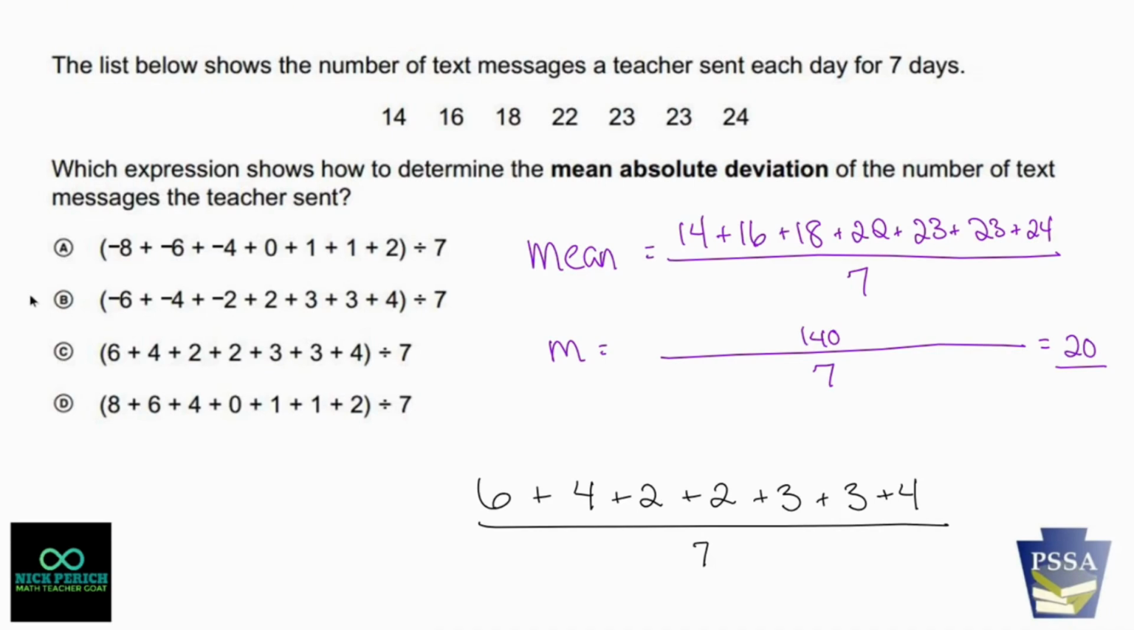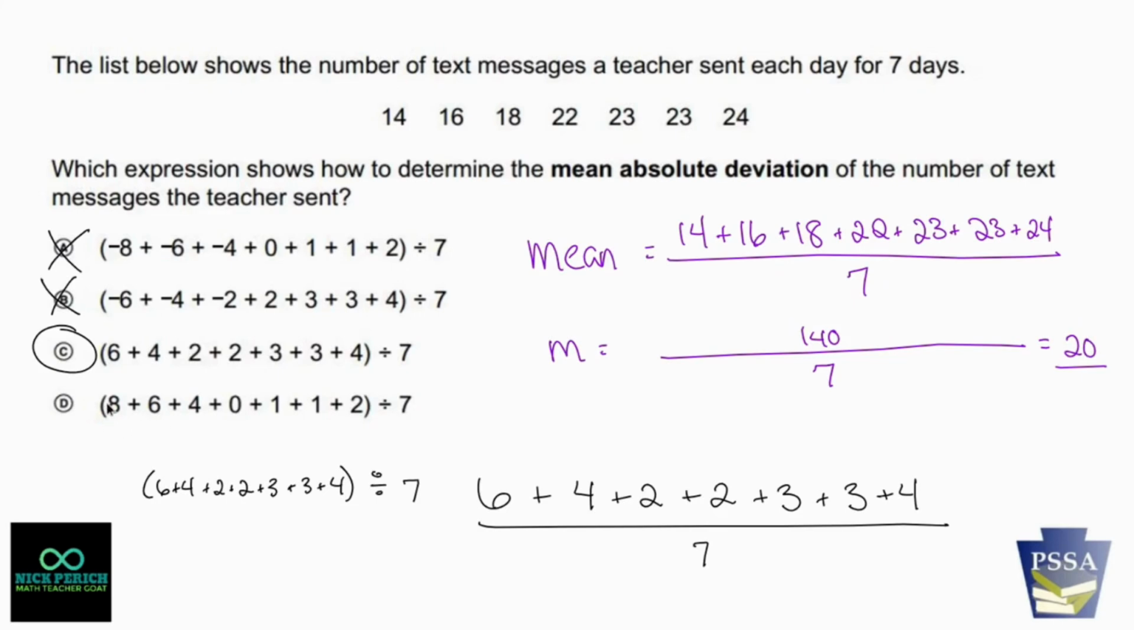Now I don't see that as an option. What I definitely don't see here are negatives. So we're going to get rid of A and B. So this can also be written out as parentheses 6 plus 4 plus 2 plus 2 plus 3 plus 3 plus 4 in one big group, because a numerator is a group. Divide that by 7, which looks like it's C.